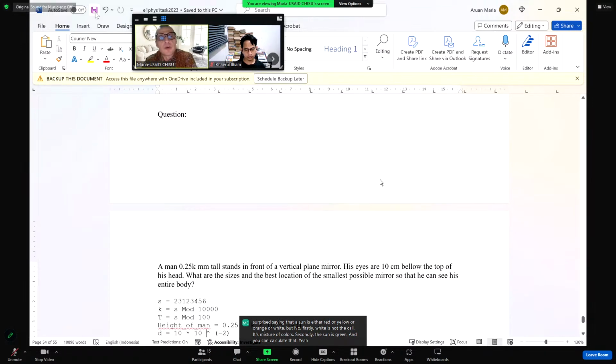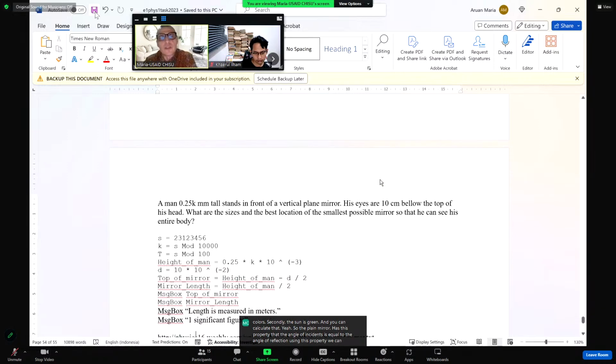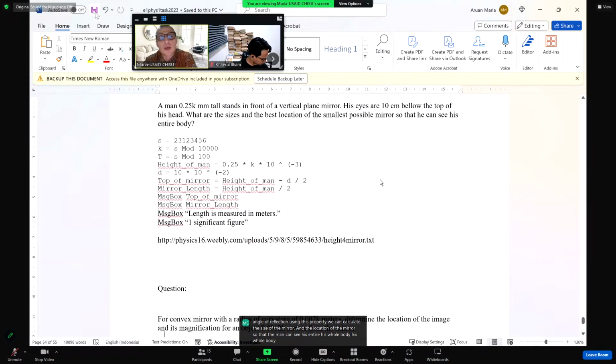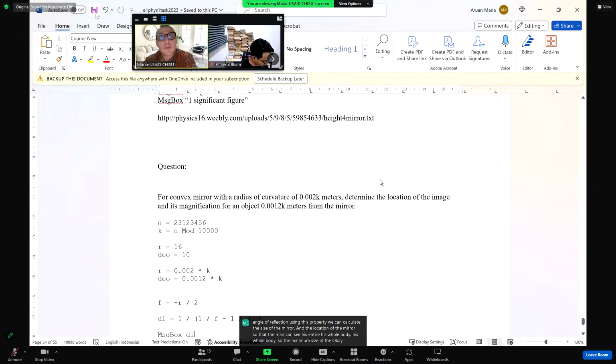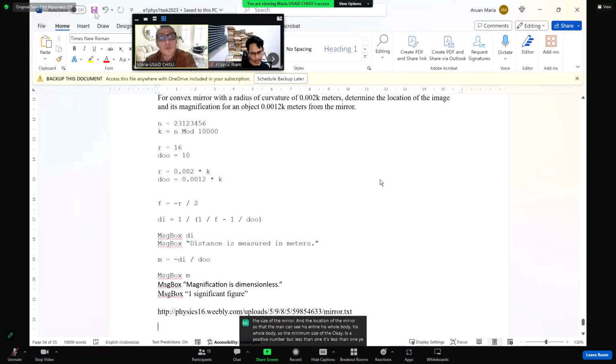So the plane mirror has this property that the angle of incidence is equal to the angle of reflection. Using this property, we can calculate the size of the mirror and the location of the mirror so that the man can see his whole body, so the minimum size of the mirror. For a convex mirror, the magnification is a positive number, but less than 1. It's less than 1. Please make sure you do it correctly.